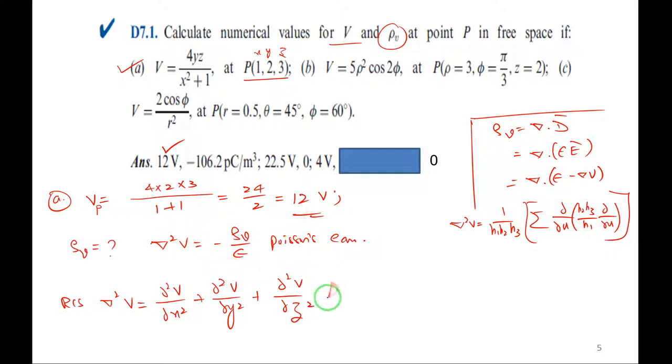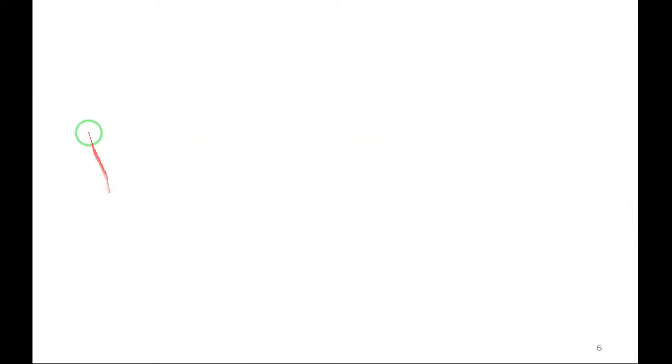Right? Okay, we will calculate one by one. First term, call this equation 1. So calculate the first term, second term and third term, one by one. This is the first term, dou square V by dou x square.